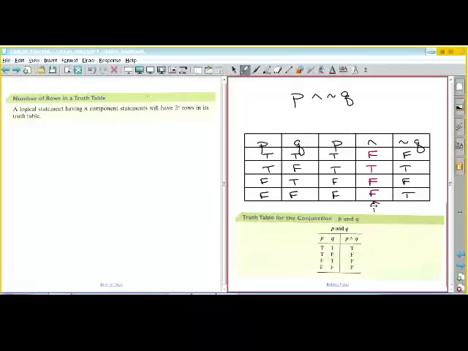Okay, so we'll talk about on Wednesday what that means. What is the result of a truth table?